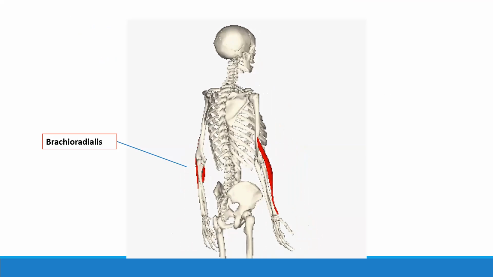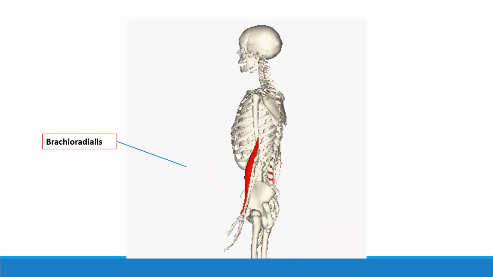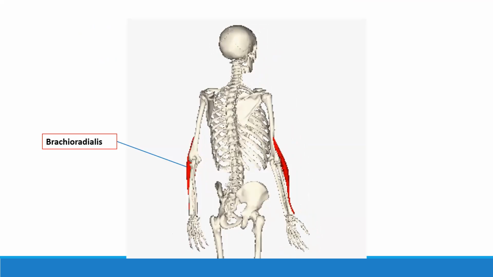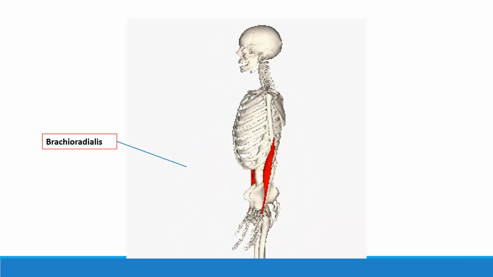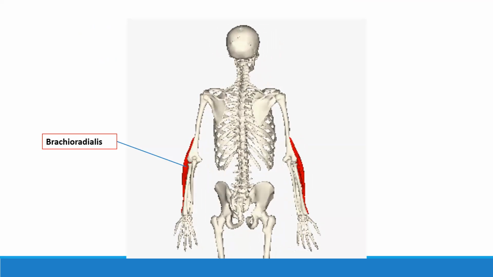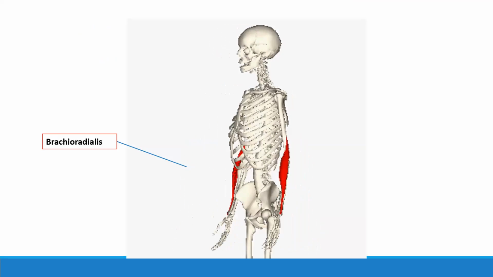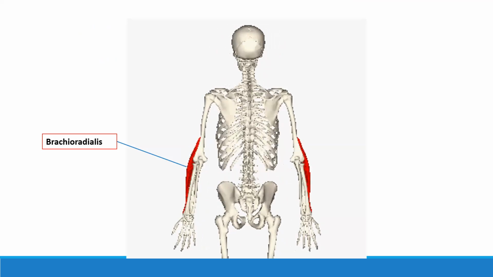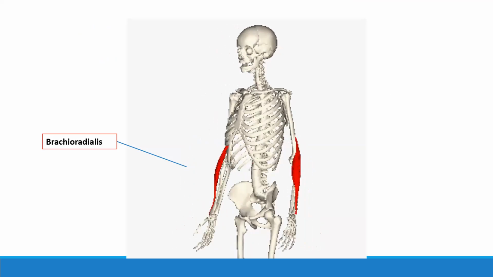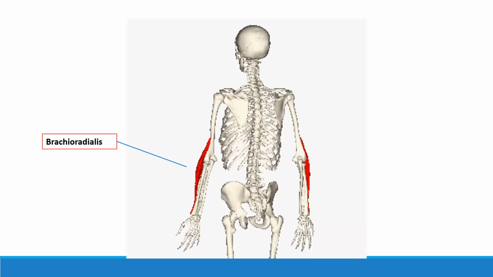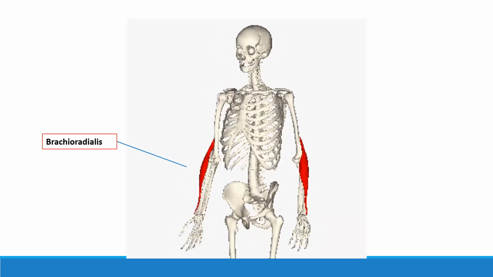There's our brachioradialis. Its origin is on the humerus, its insertion is on the end of the radius, and its action is to allow us to turn a doorknob, turn our keys, turn a screwdriver, screw in a light bulb. All these things that involve rotation of the radius around the capitulum, this is the muscle that allows that to happen.